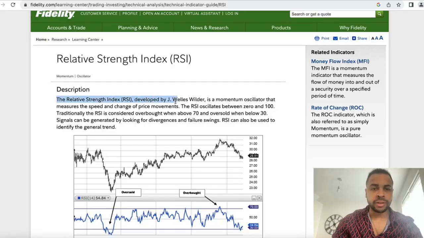So before we get into the chart, the strategy and the indicator that I'm going to show you guys is the RSI, which stands for the Relative Strength Index. The Relative Strength Index, RSI, developed by J. Wilder, is a momentum oscillator that measures the speed and change of price movements. The RSI oscillates between 0 to 100. Traditionally, the RSI is considered overbought when above 70 and oversold when below 30. Signals can be generated by looking at divergences and failure swings. RSI can also be used to identify the general trend.